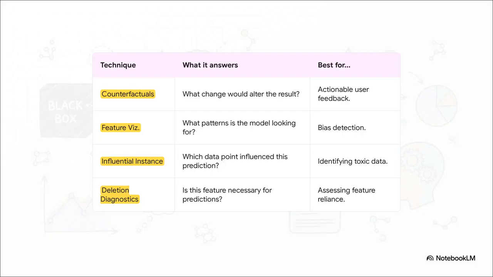So the big takeaway here is that there's no single magic bullet for XAI. You really need a whole toolkit. This table sums things up nicely. You've got counterfactuals, which are awesome for user feedback. Feature visualization is your go-to for debugging and bias detection. Then there are things like influential instances, which can help you find bad data in your training set. And deletion diagnostics can tell you if your model is leaning too heavily on just one feature.